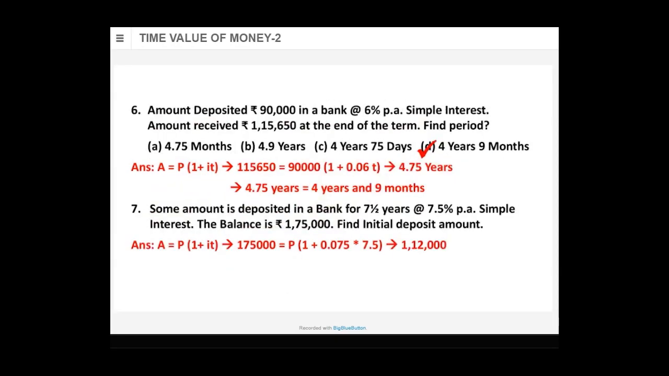Here you had that problem. Remember, you got the answer 4.75 years. And the first option was 4.75 months. Many of you said 4.75 months. It was wrong. Why? Interest rate is per annum. 6% per annum, first line. I've underlined that, 6%.